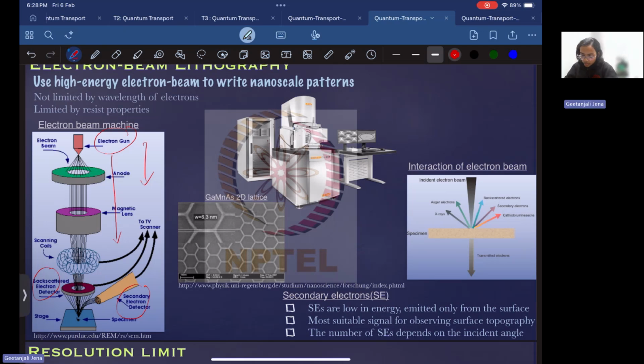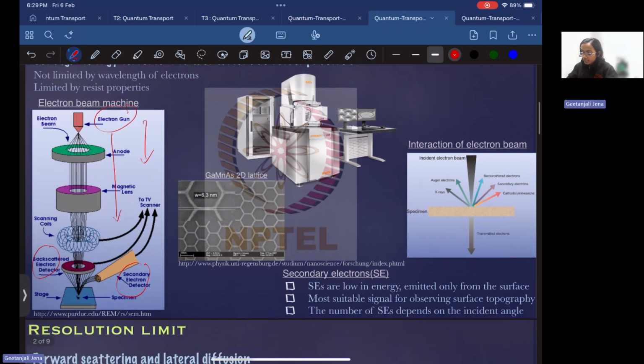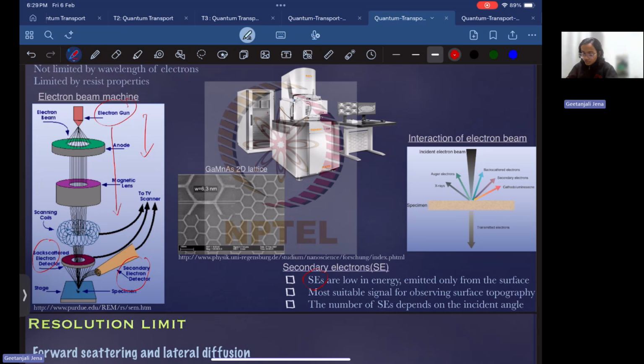In most cases, if you recall, for photolithography the resolution depends on the wavelength of the incident radiation, and in addition to the gap, it also depends on the wavelength. But for electron beam lithography, it mostly depends on the resist properties as well as the forward scattering and the lateral diffusion of the secondary electrons. These are the ones which control the resolution.